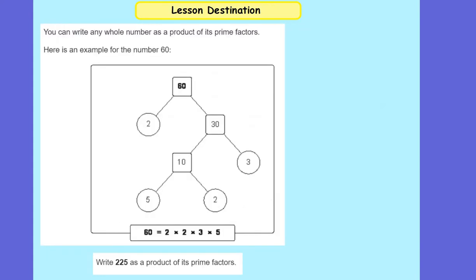And finally, this was our lesson destination for today. Can you pause the video and spend 5 minutes having a go at this question for me? Can you write 225 as a product of its prime factors?